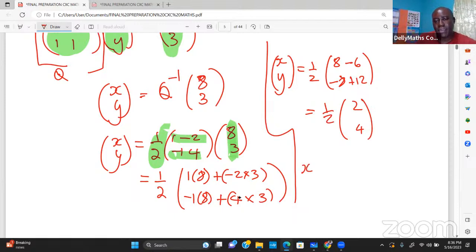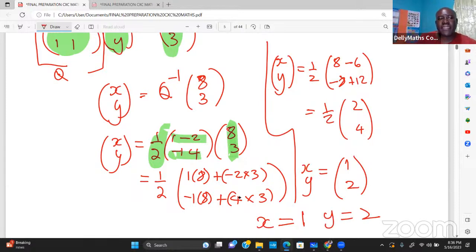At the end, xy is equal to, slide the half inside, half of 2, 1, half of 4, 2. And there is our response. X at the top is 1. Y at the bottom is 2. Please bear in mind that there is no fraction here. So anybody that loves to put a line here, you're going to get it incorrect if you do that. Do not put any line there.